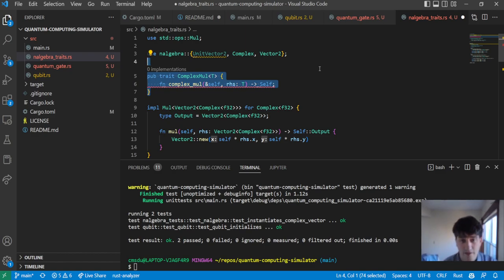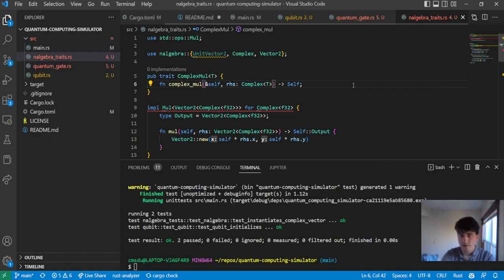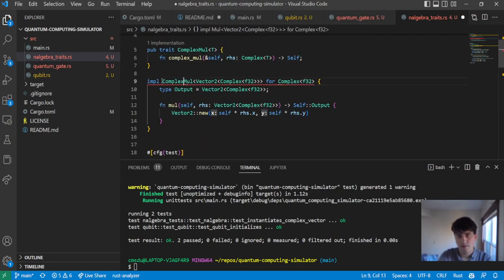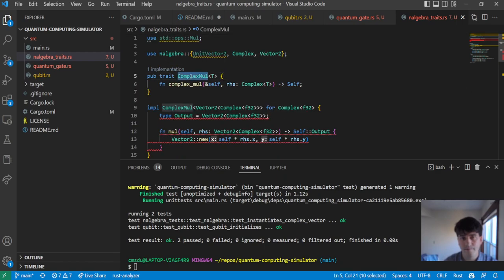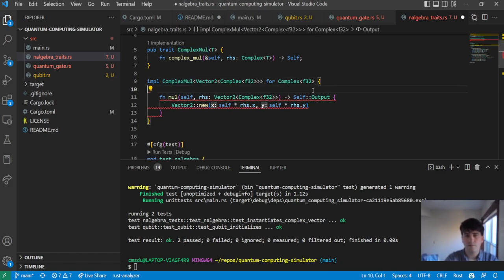Busy there. Trying to think of the best. Is that self can be multiplied by complex numbers of type T. So it's self times a complex of T. And then we'll implement complex mul. And we will not need an output type anymore.